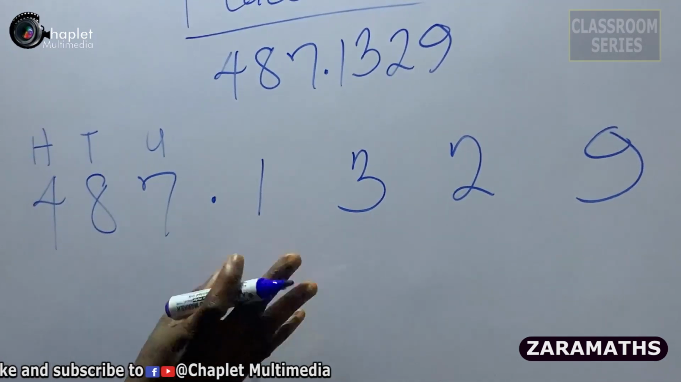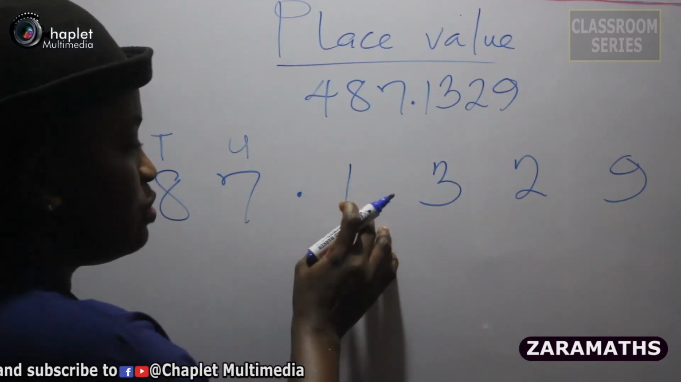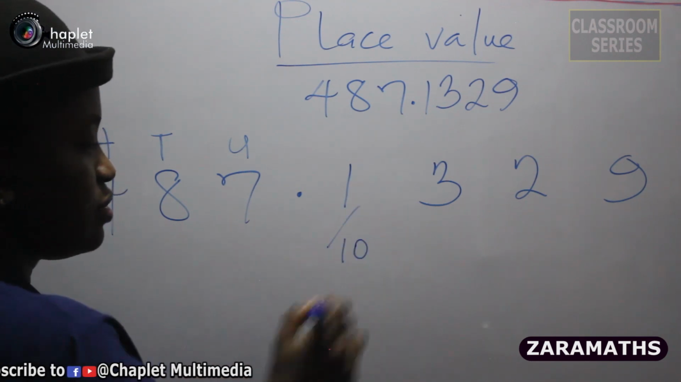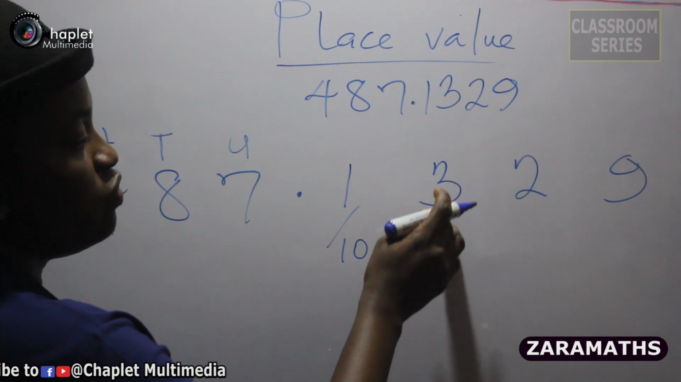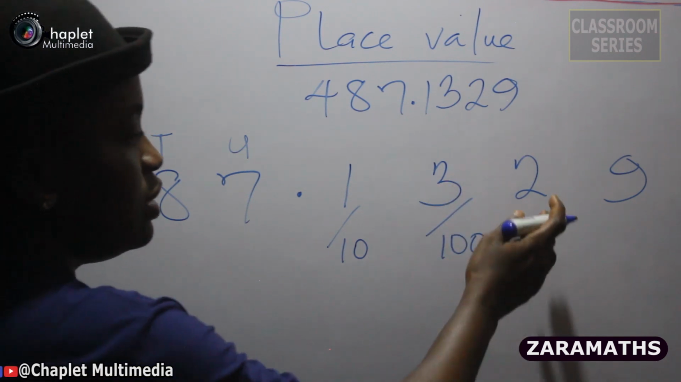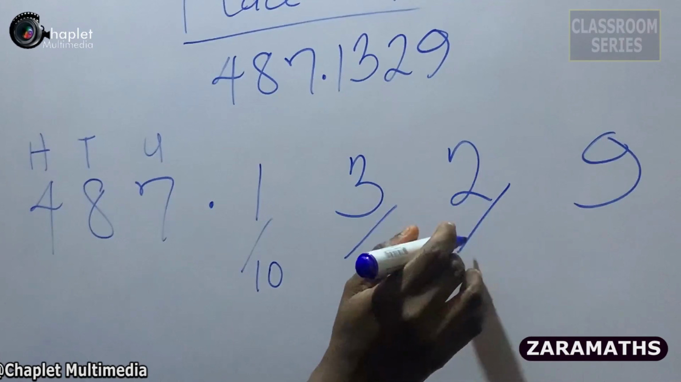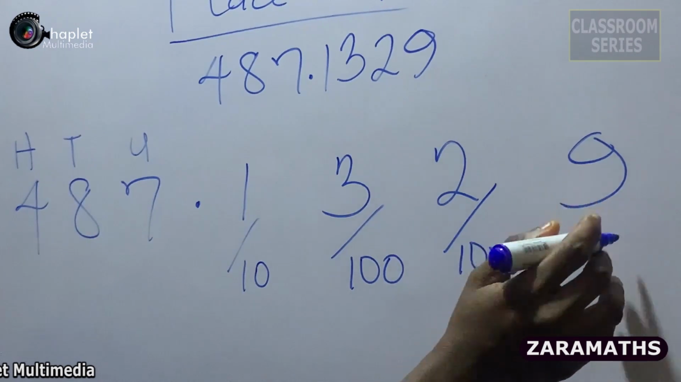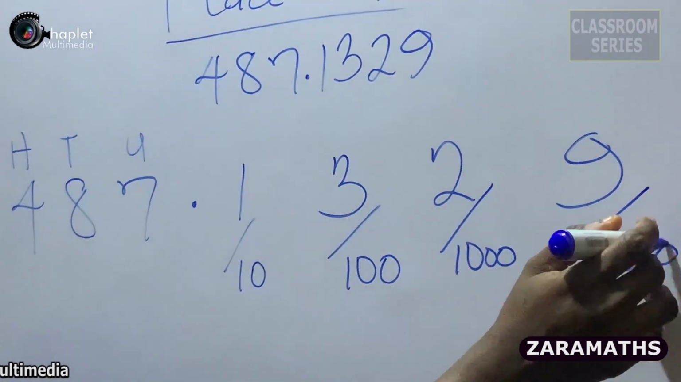Now coming to the numbers after the decimal point, the place value of 1 is tenths, while the place value of 3 is hundredths. The place value of 2 is thousandths.